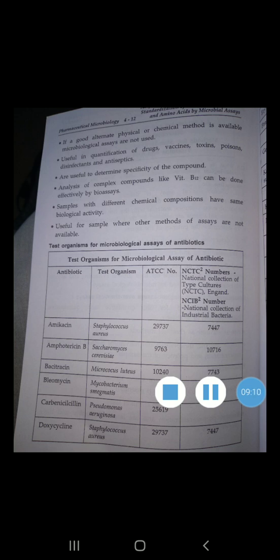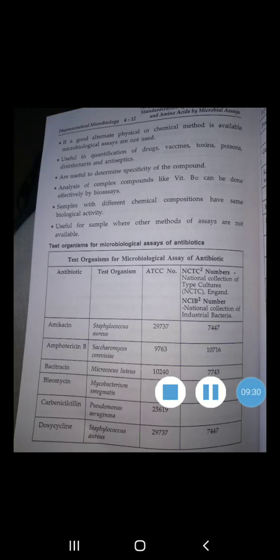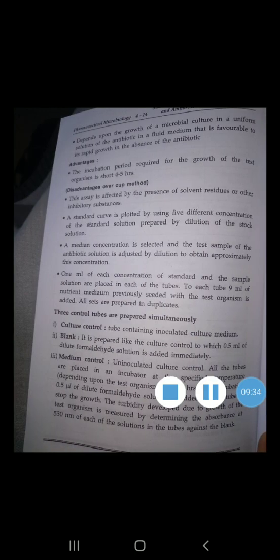for 4 to 5 hours. After incubation, 0.5 ml of dilute formaldehyde solution is added to each test tube to stop the growth. The turbidity developed due to the growth of the test organism is measured by determining the absorbance at 530 nanometer of each solution in the tubes against the blank.